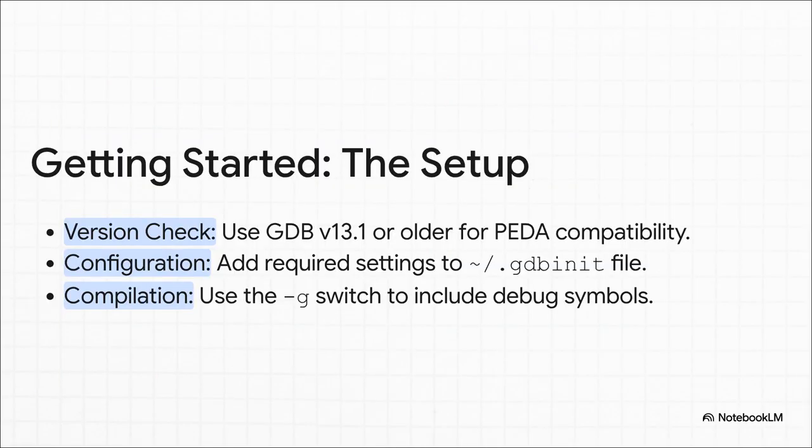Okay, before we start sleuthing, we need to do a tiny bit of prep work. First, a quick version check is super important, because the PEDA extension we'll be using later works best with GDB version 13.1 or older. But honestly, the most important step is this last one. When you compile your code, you have got to add the -g flag. This flag tells the compiler to pack in a bunch of extra info, these debug symbols, which are basically a map that lets GDB connect the low-level machine code back to your original source code. Seriously, without it, GDB is flying blind.